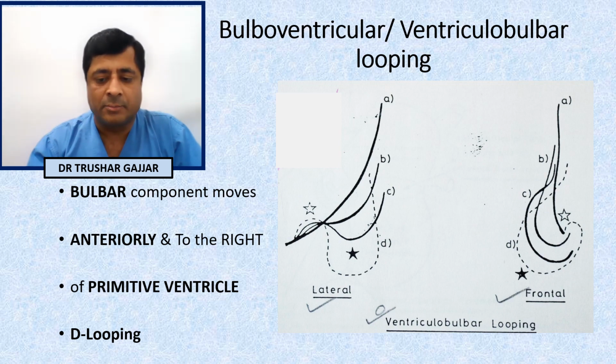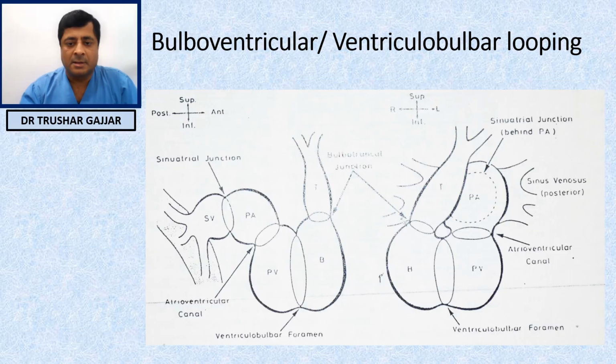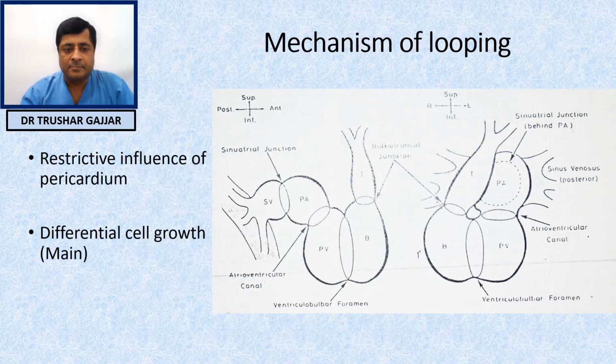This is called D-looping. A bit confusing in this picture. But if we see this picture of the heart tube, the bulbar component of the heart tube has come in front and to the right of the primitive ventricle. Why does this happen? It happens because of either restrictive influence of the pericardium or, the most acceptable theory, differential cell growth.